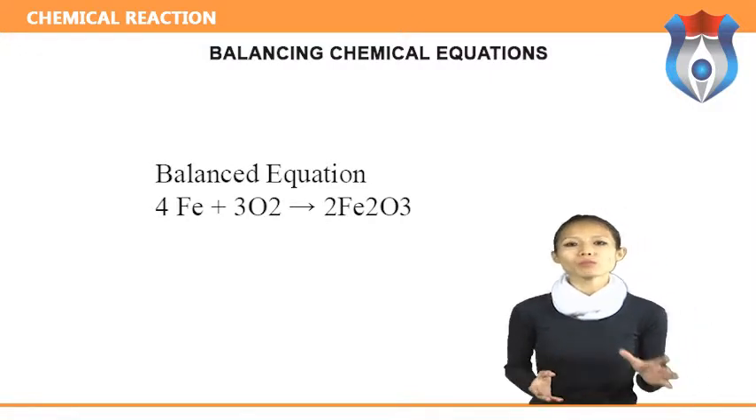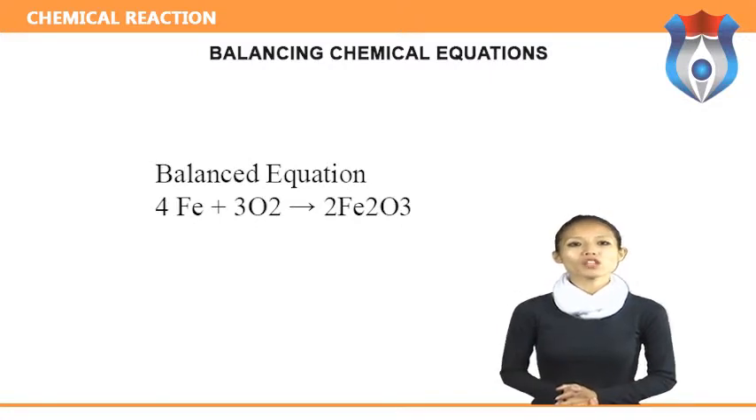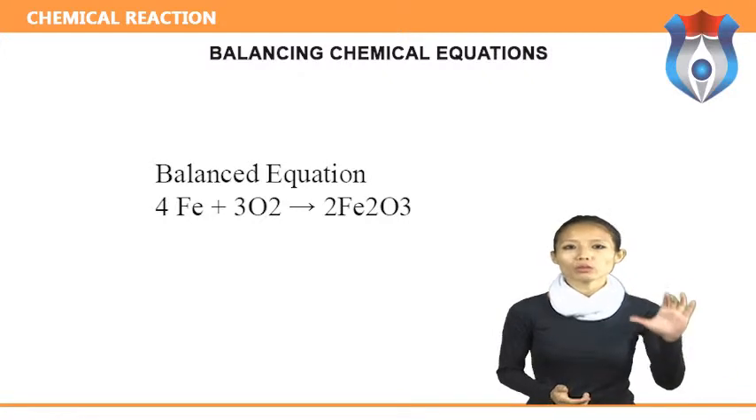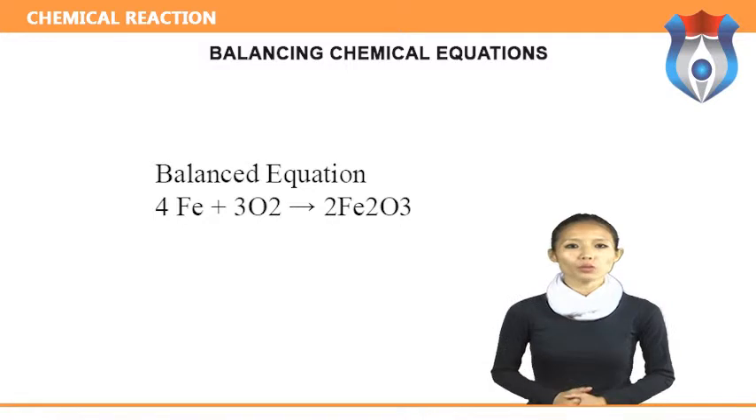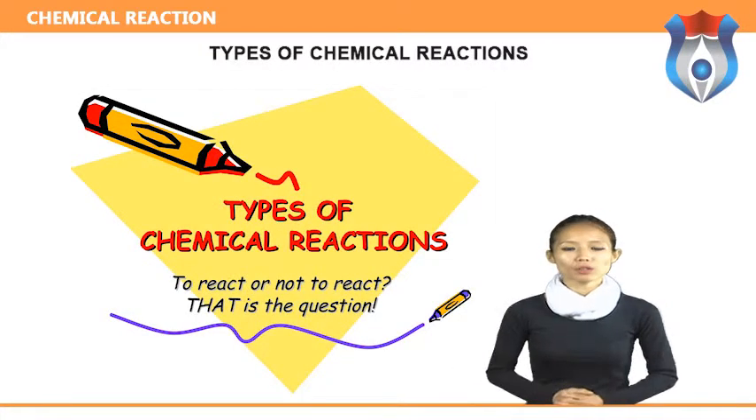It contains 4 atoms of Fe and 6 atoms of O on each side of the equation. The equation is interpreted to mean that 4 atoms of Fe will react with 3 molecules of O2 to form 2 molecules of Fe2O3. Now moving on to the next topic, chemical reactions.